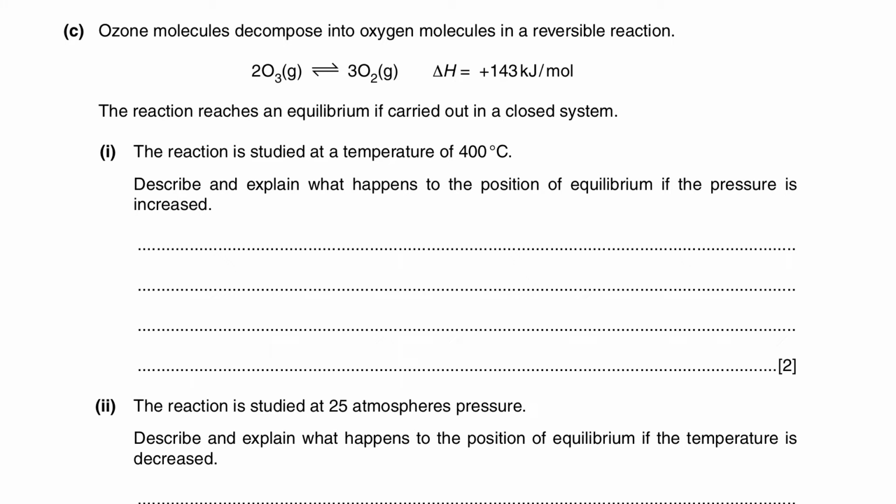Okay. So the same reaction is showing up as a reversible reaction, right? Oh no, it's not the same. Ozone is turning into oxygen and it's a reversible reaction. The reaction reaches equilibrium if it's carried out in a closed system. The reaction is studied at a temperature of 400 degrees Celsius. Describe and explain what happens to the position of the equilibrium if the pressure is increased. Well, if the pressure is increasing, the side with the fewer amount of moles will be favored. So if I'm looking at the equation, which side has the fewer moles? You have 2 moles of ozone here, but 3 moles of oxygen.